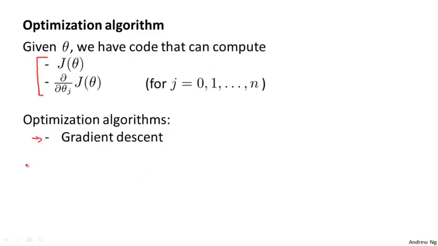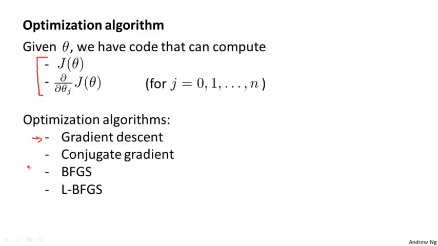But gradient descent isn't the only algorithm we can use, and there are other, more advanced, more sophisticated algorithms that, if we only provide them a way to compute these two things, are different approaches to optimize the cost function for us. So conjugate gradient, BFGS, and L-BFGS are examples of more sophisticated optimization algorithms that need a way to compute J of theta and need a way to compute the derivatives, and can then use more sophisticated strategies than gradient descent to minimize the cost function.